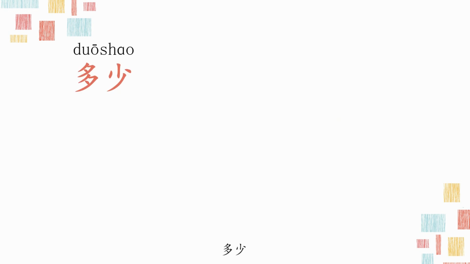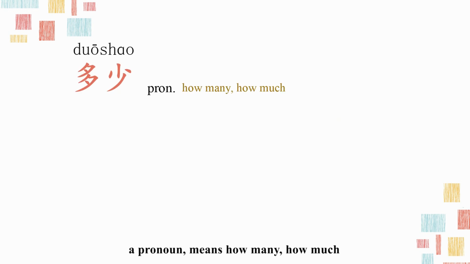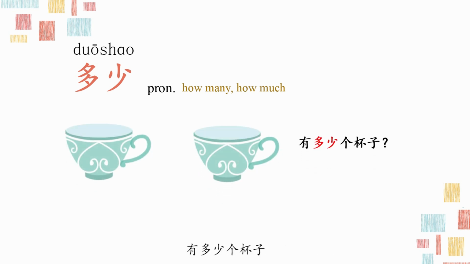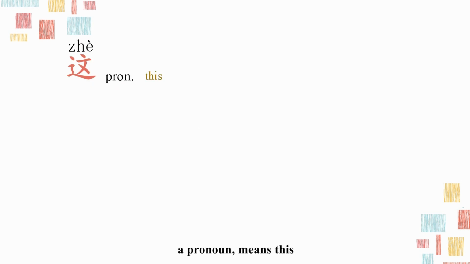多少？ A pronoun means how many, how much. For example, 有多少个杯子？ how many cups are there? 一个杯子多少钱？ How much is a cup? 这、A pronoun means this. 那、A pronoun means that.